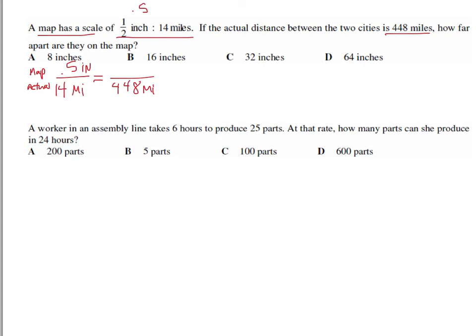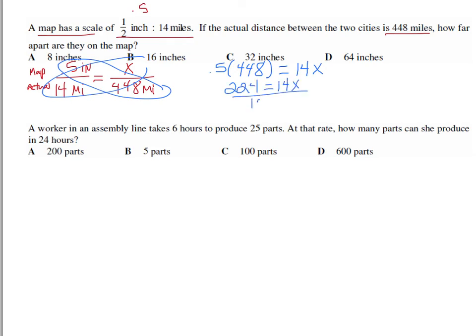How far apart are they on the map? That's going to be our map distance, so that's on top. Now when we cross multiply, don't forget the 0.5 in there. And half of 448 is 224. Then divide that by our 14, and we get 16. Since this is the distance on the map, this will be in inches. So our answer that matches that is our letter B right there.